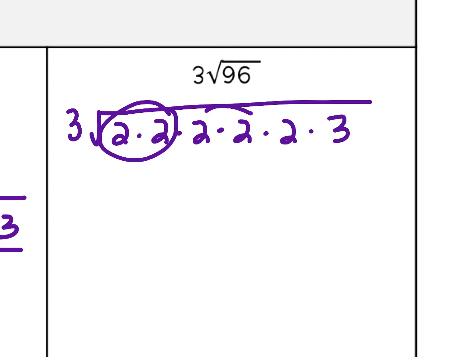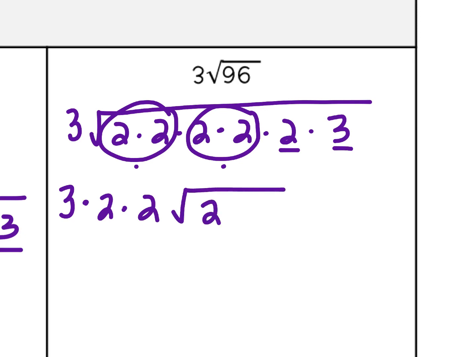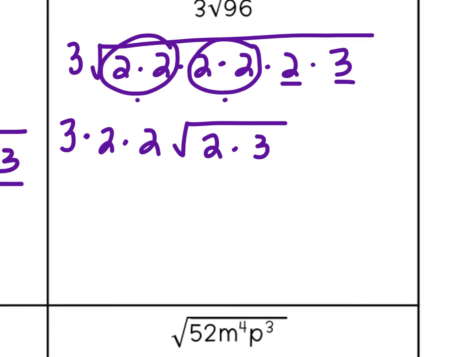So here's a pair, here's a pair. Now the 2 and the 3, that's a 2 by itself and that's a 3 by itself, so it's going to need to stay inside. So on the outside, I still have the 3 that was already there, but now I have a 2 from this circle and another 2 from that circle. On the inside, I have the 2 and the 3 that were alone. So now we're going to multiply everything. 3 times 2 is 6, times 2 is 12. And on the inside, 2 times 3 is 6.